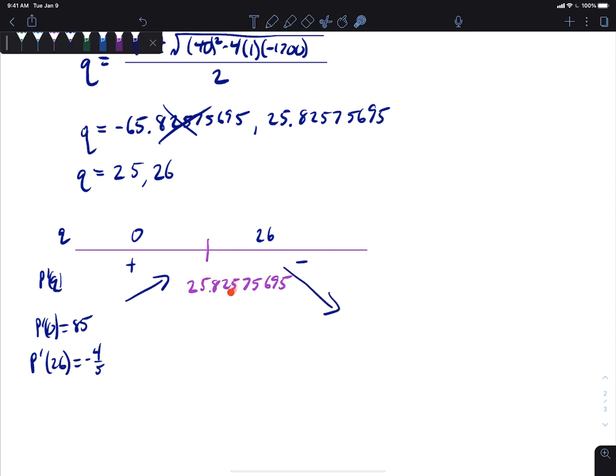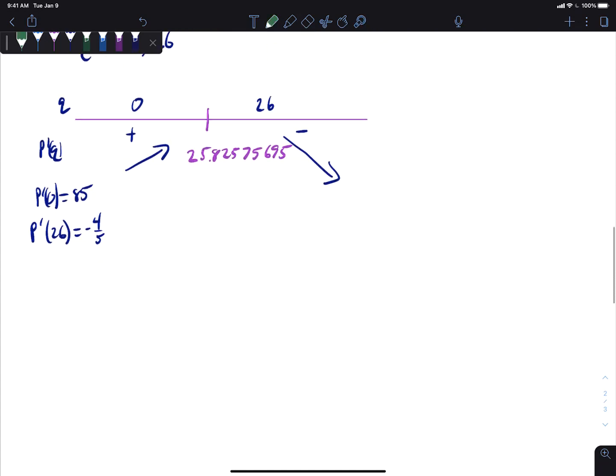Therefore, this critical number is a relative maximum, and that means that this 25.825695 is the relative maximum. But remember, we don't know if we want to use 25 or 26. We're probably going to use 26 because it's so much closer to the 25.82, but that's no guarantee. So what we need to do is figure out what is P of 25, and then what is P of 26.